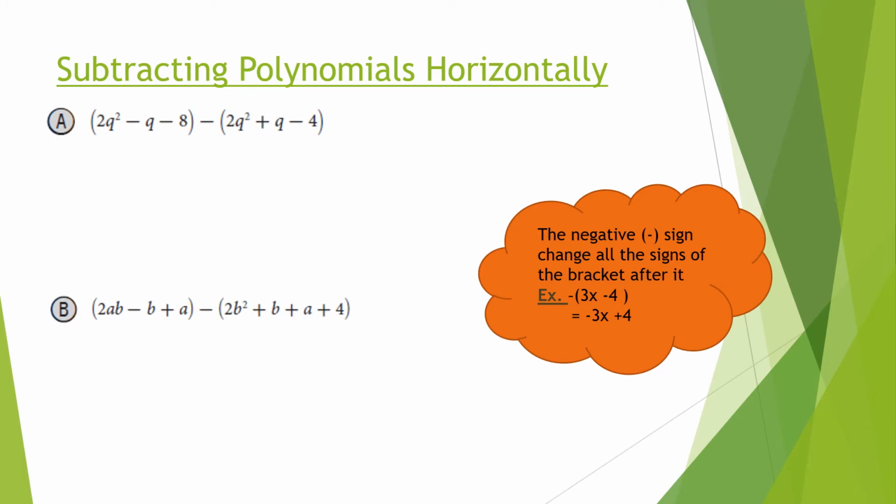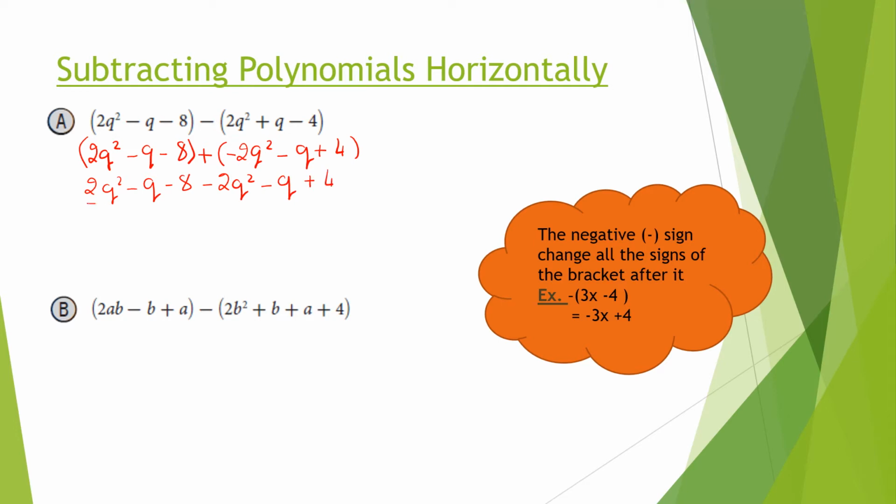The first bracket I'll keep as it is. So it's 2q squared, negative q, negative 8, and then this negative will be distributed among this bracket, so it will change all the signs inside. So it will be positive, and then all the signs inside will be changed. So it's negative 2q squared, negative q and positive 4. Then I'm going to take away the brackets, so it's 2q squared, negative q, negative 8, negative 2q squared, negative q, positive 4. Then I'm going to combine the like terms.